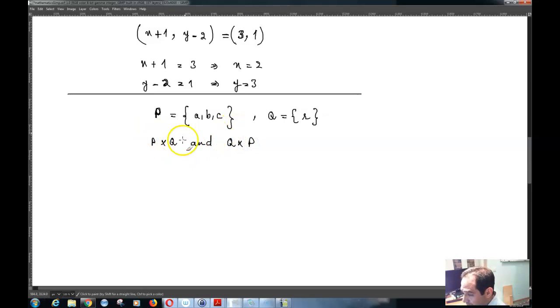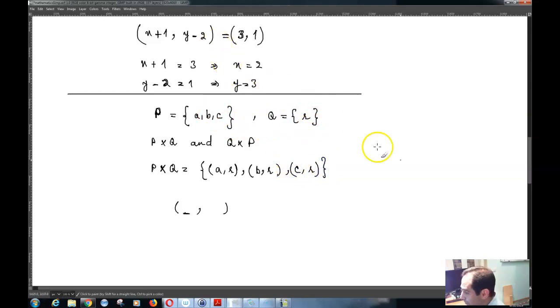The way to calculate that, of course, you know that P times Q is going to be equal to all the ordered pairs that you can form using the elements of these two sets. But when you have P times Q, first you have to take the first element from P, meaning that you will get, for example, A comma R, B comma R, and C comma R. That is P times Q.